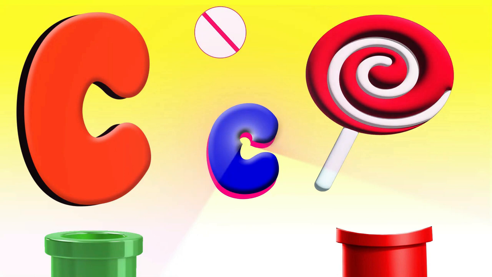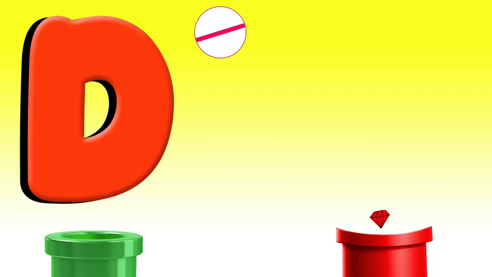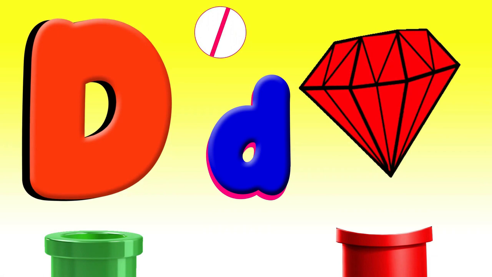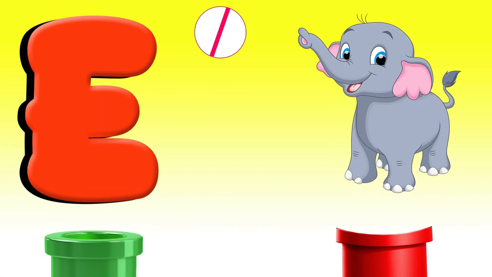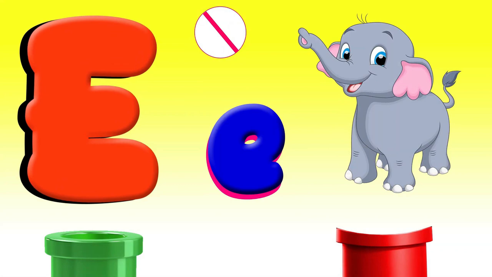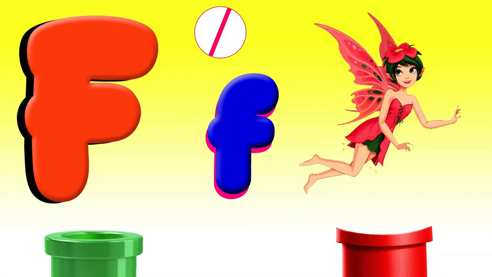C, candy. D is for diamond, diamond. E is for elephant, elephant. F is for fairy, fairy, fairy.